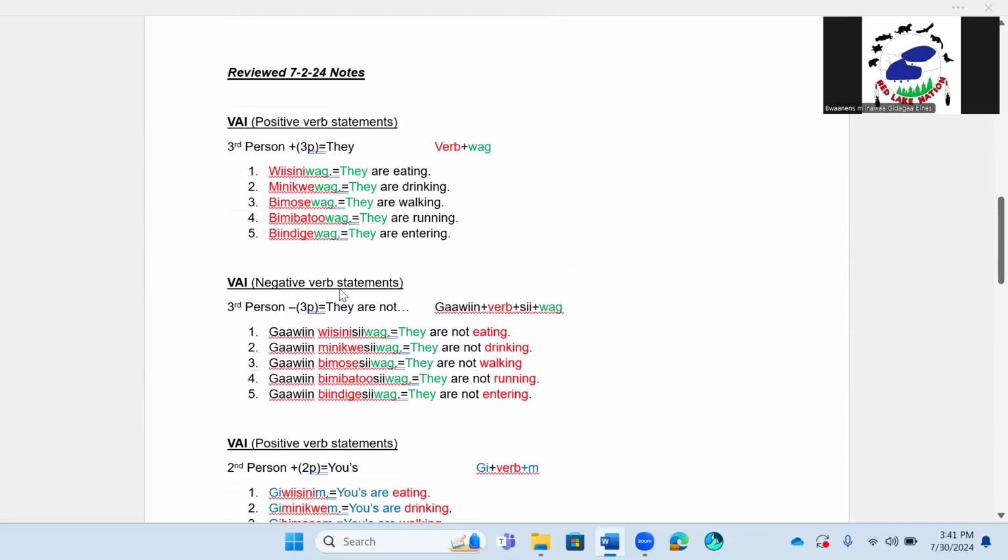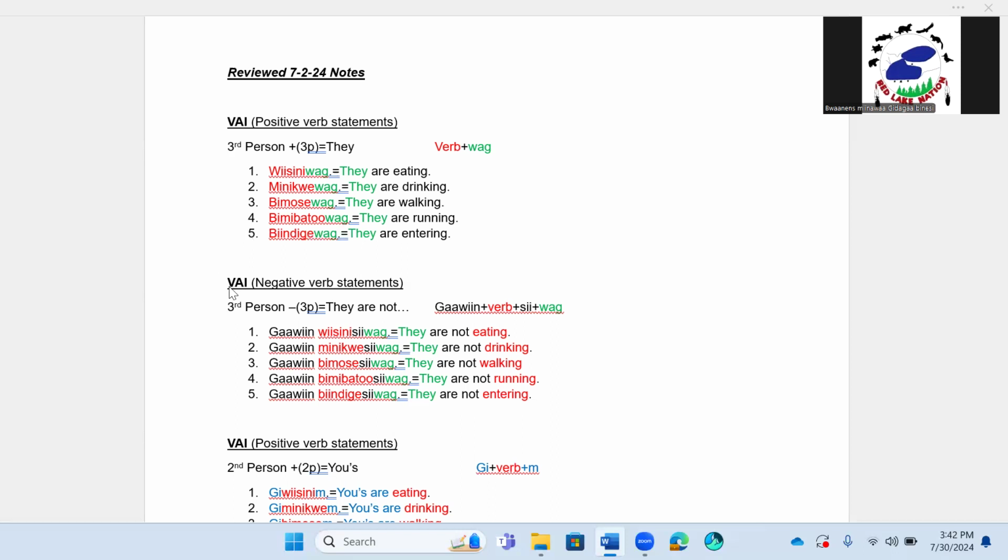Okay, VAI, positive verb statements. Third person, plural. Verb plus wag. Number 1, wiisiniwag. They are eating. Number 2, minikwewag. They are drinking. Number 3, bimosewag. They are walking. Number 4, bimibatoowag. They are running. Number 5, bindigewag. They are entering.